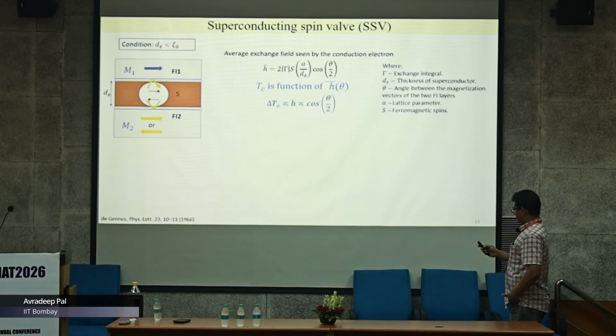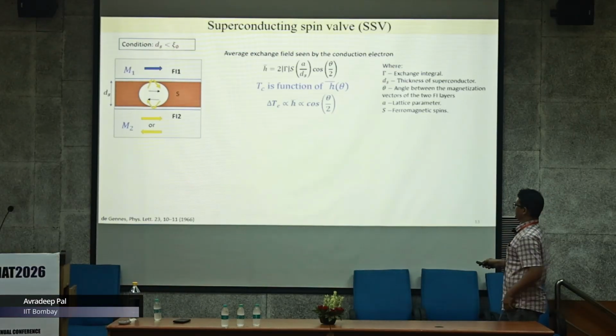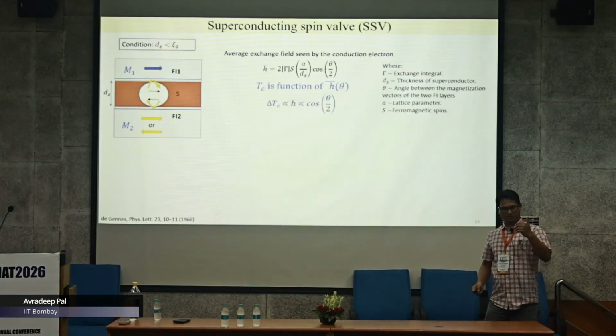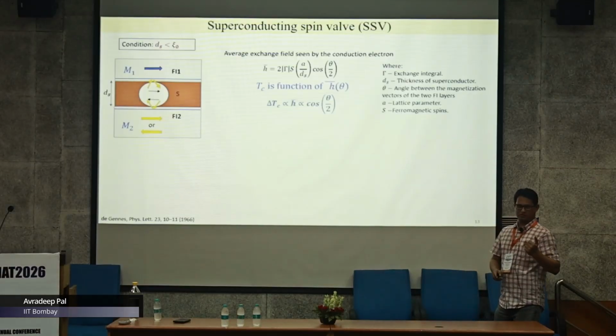So this is the idea of a spin valve. He wasn't aware of these experimental results. He wrote this paper in the 1960s. What he says is that you make a superconductor very thin, much lower than the coherence length, and then you sandwich it between two ferromagnetic insulators.